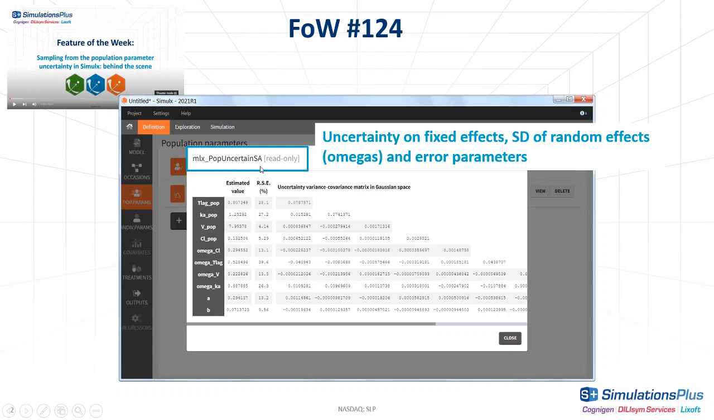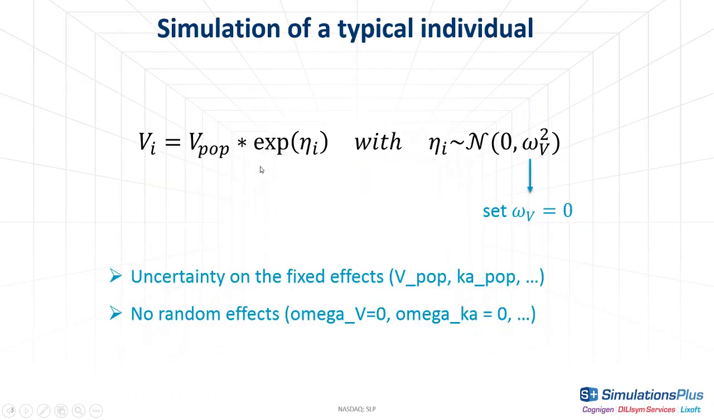But sometimes we would like to just simulate a typical individual and check the impact of the population parameter uncertainty on these predictions. So today I will show you how to do that. Simulating a typical individual actually means setting the random effects to 0. And in terms of population parameters, this means setting the standard deviation of the random effects, the omegas, to 0. So the goal here is to take into account the uncertainty on the fixed effects, but ignore completely the random effects.